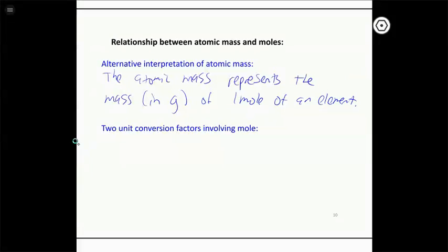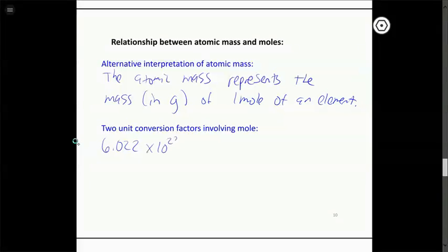We can use the AMUs to define individual isotope masses, but what's more relevant is the atomic mass in grams per mole. So with this, we now have 2 conversion factors involving the mole, 2 ways to relate the mole to other quantities. So one is Avogadro's number, which tells us that there are 6.022 times 10 to the 23rd atoms or molecules, or whatever makes up that substance, in 1 mole.